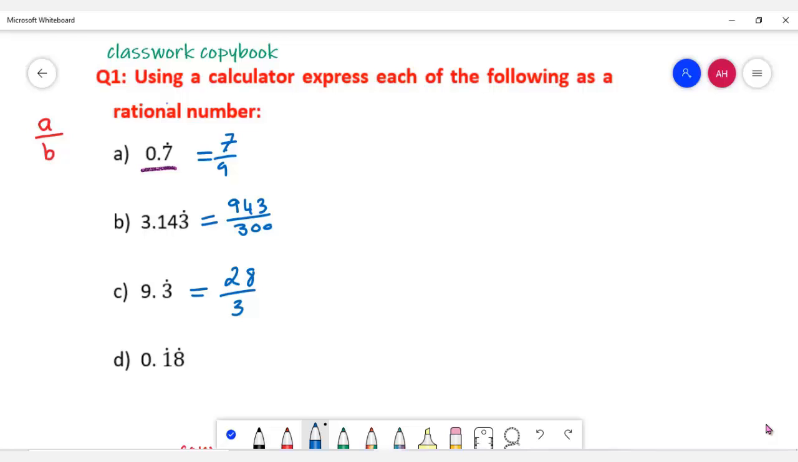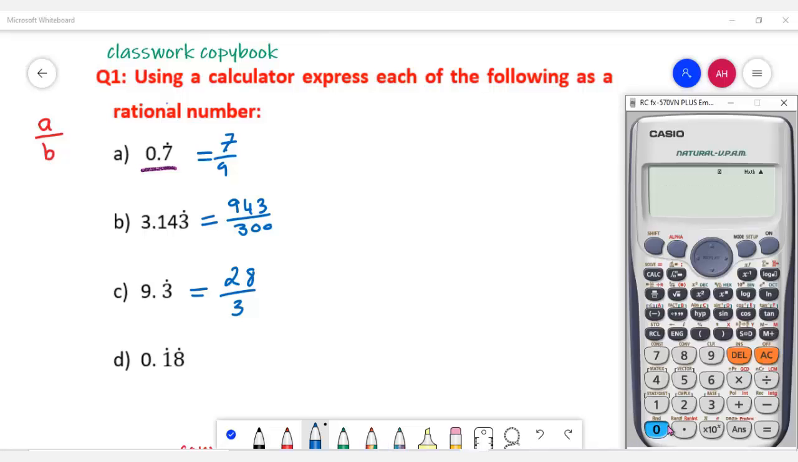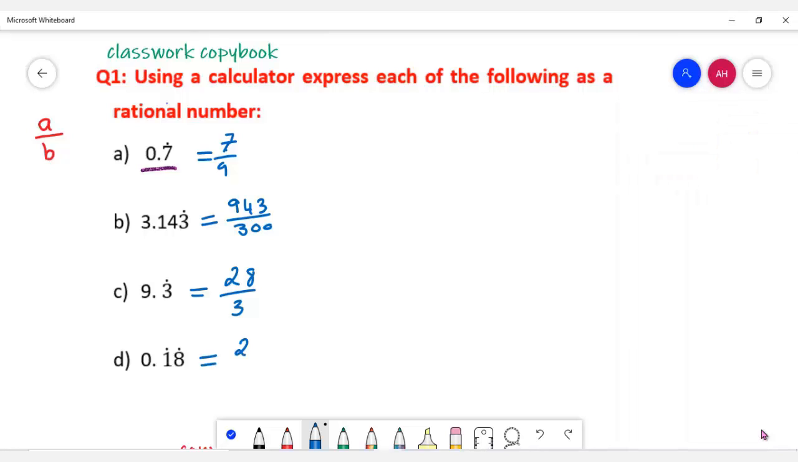Number D, 0.18, and the 1 and the 8, both of them are repeated. 0.18, and we will keep on repeating the 1 and the 8 till the end of the screen. Press equal, and you will have the rational number 2/11. Again, I would like you to pause the video and write this question in your classwork copybook, and then come back to complete the rest of our lesson.